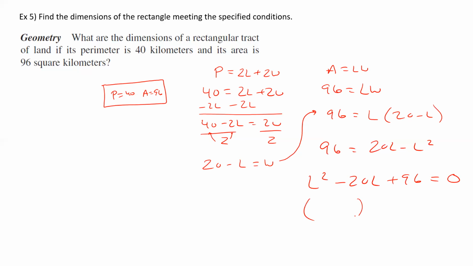So I need two numbers that multiply to 96 and add to negative 20.